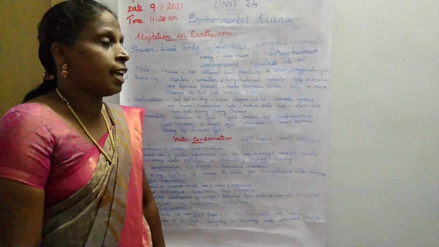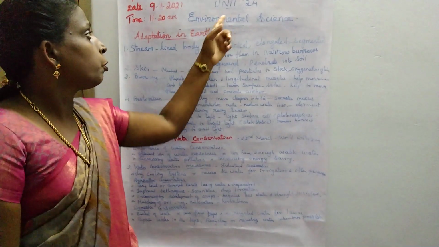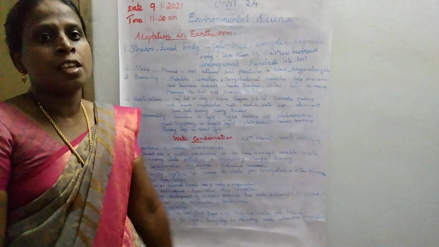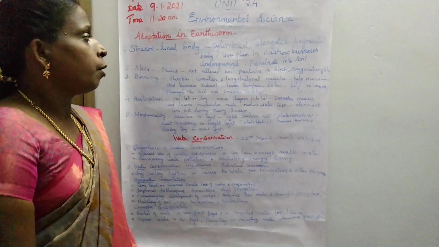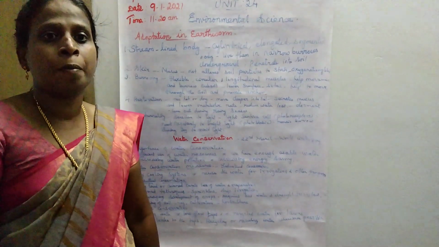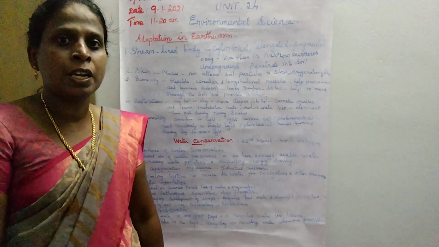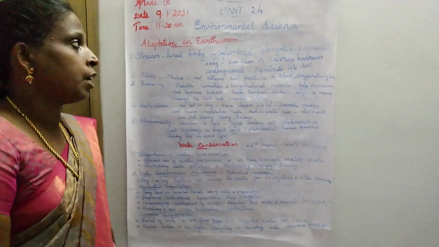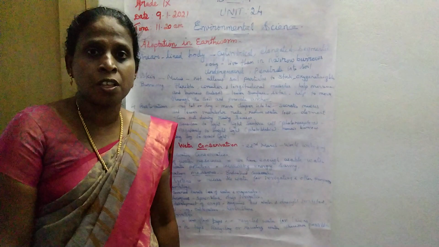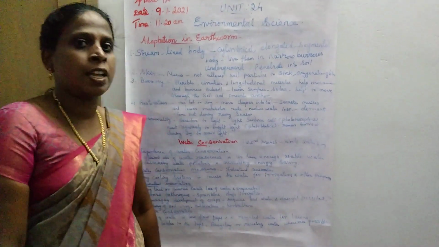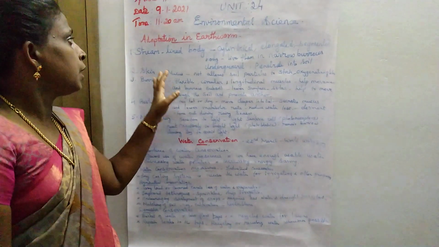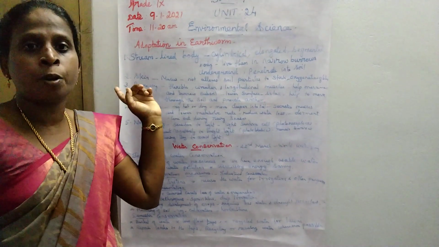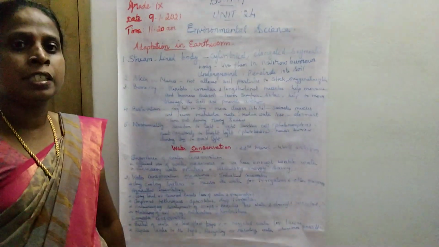Students, in the last class you learned about Unit 24 Environmental Science. Last class you learned about adaptation, in plants as well as in animals. In plants you learned about three types: hydrophytes, xerophytes and mesophytes. In animals, you learned about adaptation in bat.